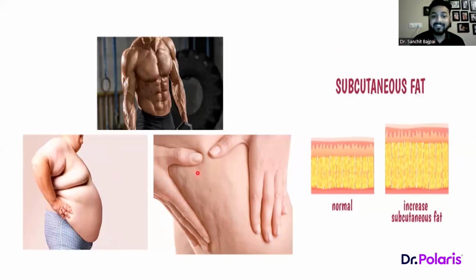Okay. And this kind of a thing where you have these kind of dimples that get formed, this is called as a cellulite. That means what? That fat gets deposited in the form of columns. So one column, another column, another column. This kind of a body is called as a cellulite body, right?